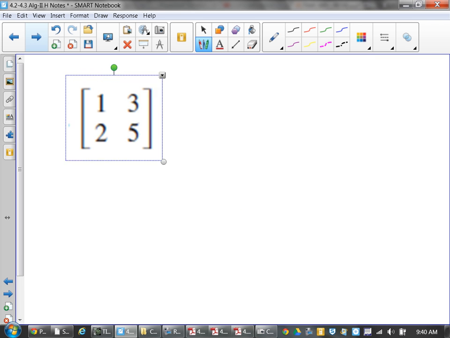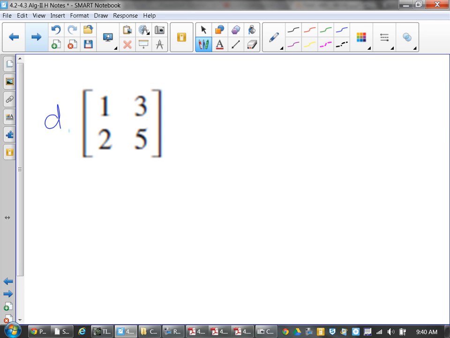So, please take a second and figure out what the determinant is. Wait, does it matter what order you go in? Yes. Always do the downward diagonals first, and then you do the upward diagonals. Always do the downward first, and then work your way up.